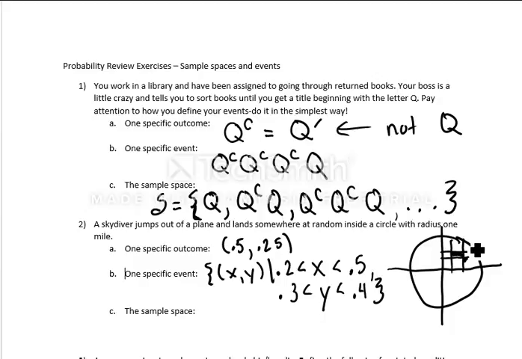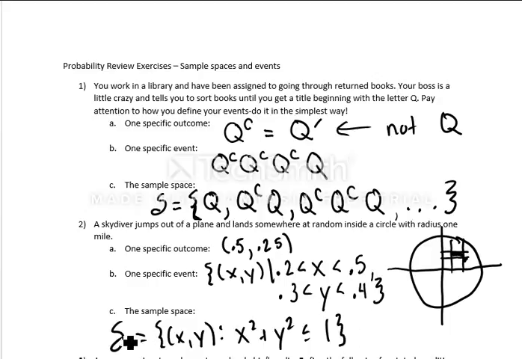Okay, and then the sample space, I got to get this in real quick. I'm running out of time on my video. x squared plus y squared less than or equal to 1, because we know the radius is 1. And that is that script S sample space.